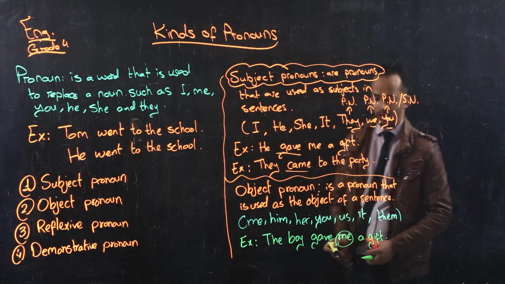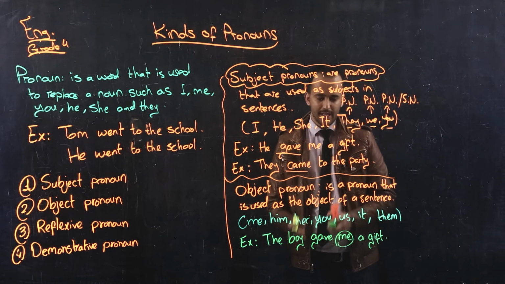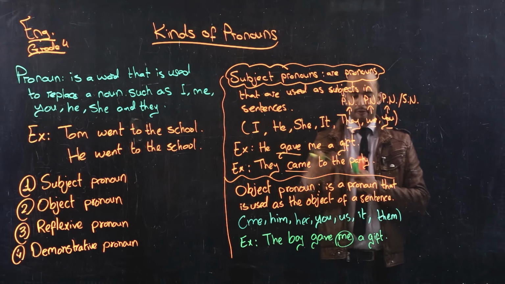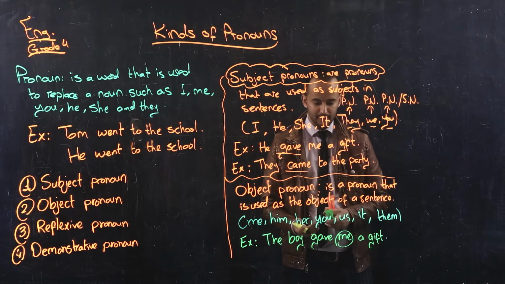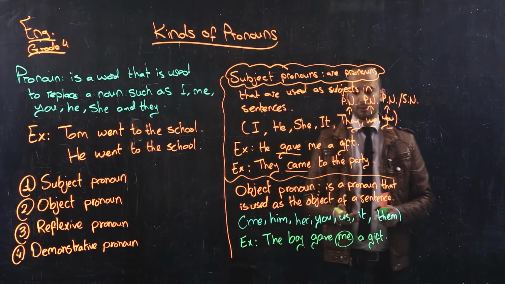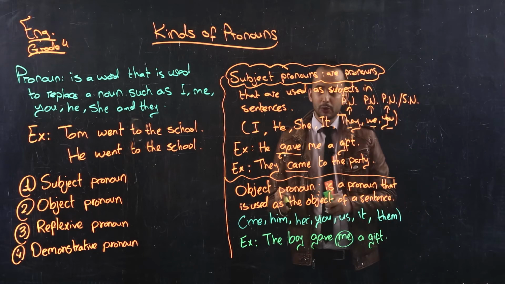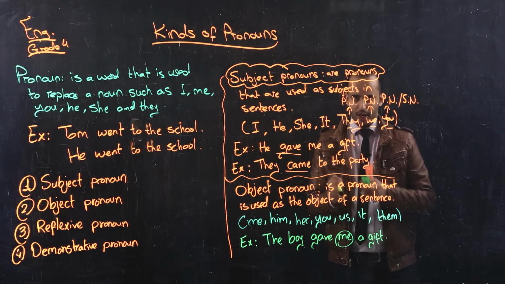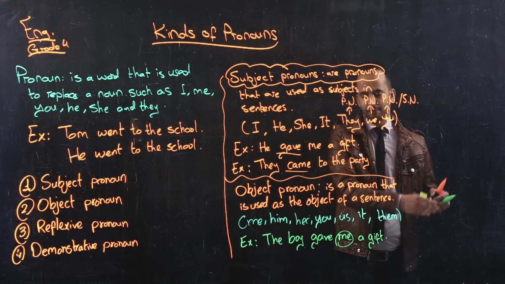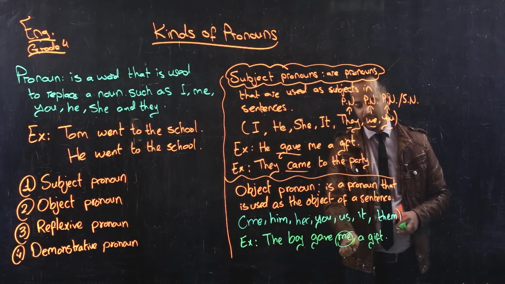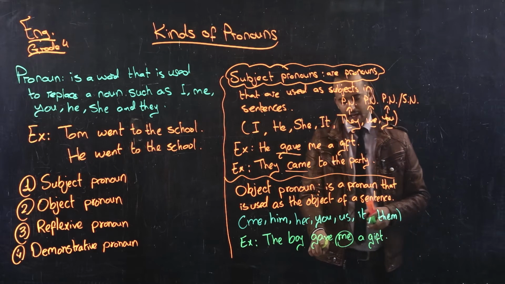Okay? So the pronouns that are used as the objects of the verbs in sentences, like me, are called object pronouns. Now you need to know that object pronouns are used after the verb. They are used after the verb in the sentence. So me here is after the verb gave.